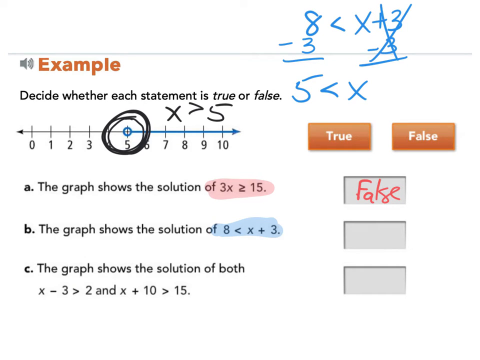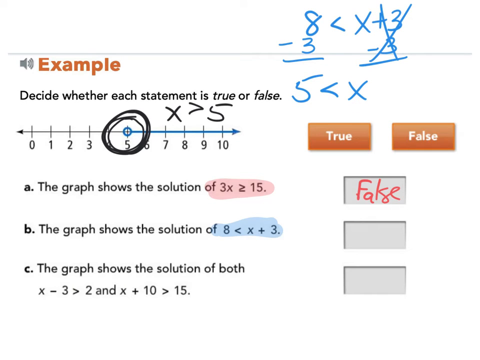Okay, now look at this. This graph shows x is greater than 5. So x is any number that's greater than 5. This says 5 is less than any number x. Now you think about that. These two inequalities are exactly the same. X is any number that's greater than 5, 6, 7, 8, 9, 10, etc. And then all you're doing here is switching it around. 5 is less than x. That means that x is any number that's bigger than 5.